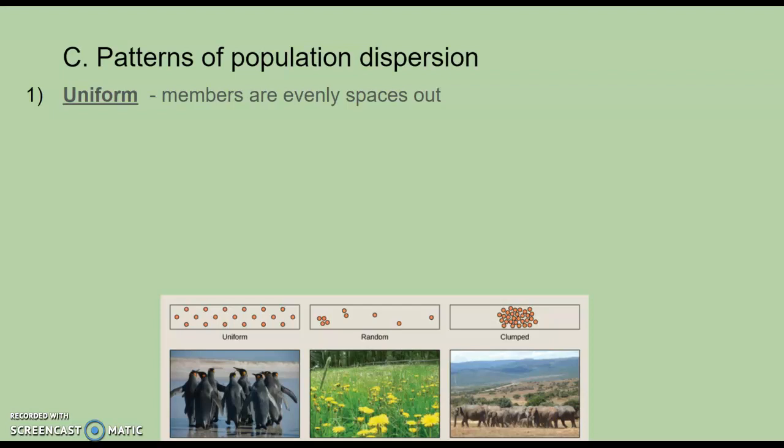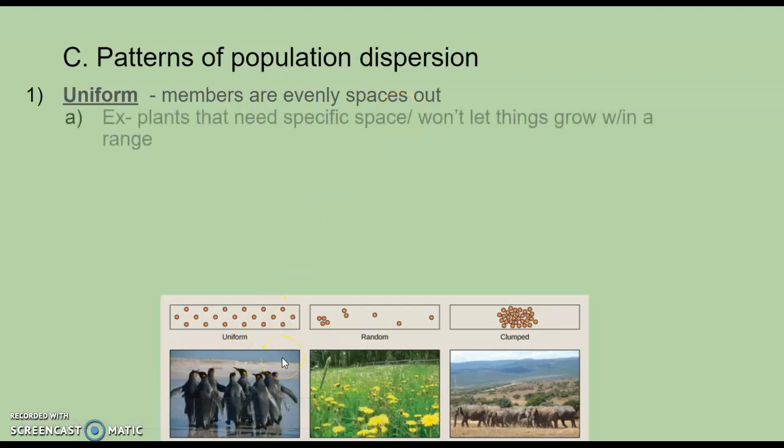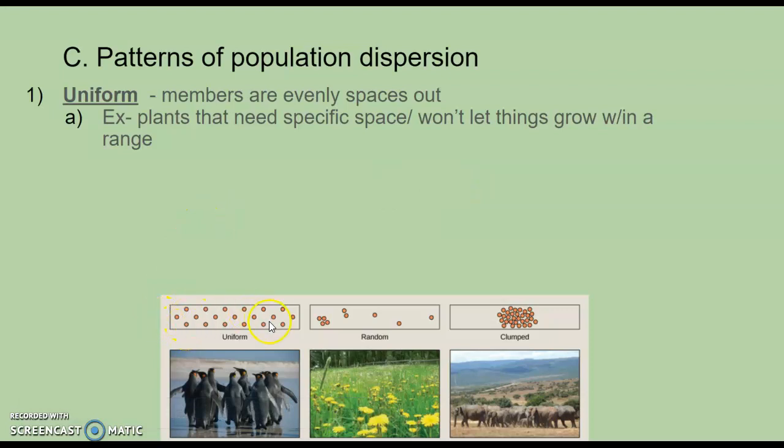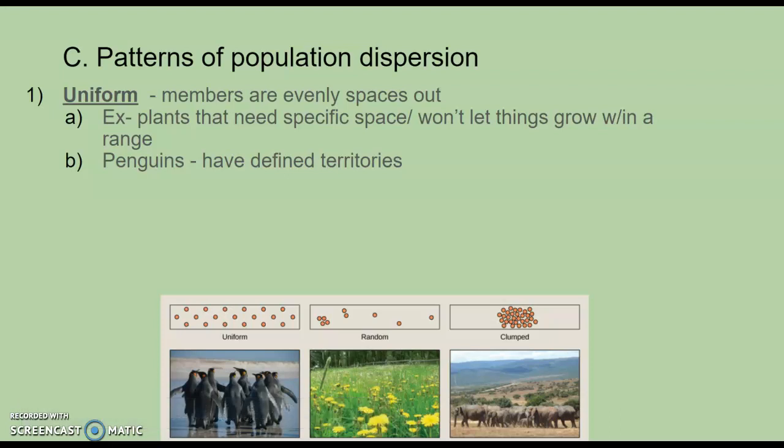After we figure out how large our population is, we tended to notice some patterns of how those populations were grouping together. So there's three patterns of dispersion. One is uniform. Like uniform, it's all the same, right? Members are evenly spaced out. This example here, plants that need a very specific space, such as they won't let things grow within that range, those would be uniformly spaced. Penguins are another example because they have defined territories, so they're evenly spaced within their territories.